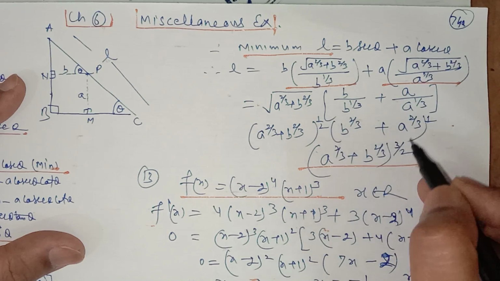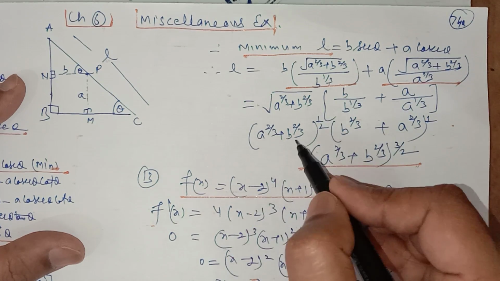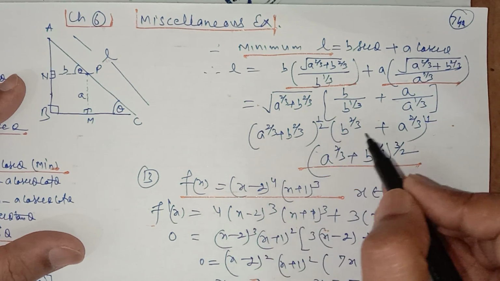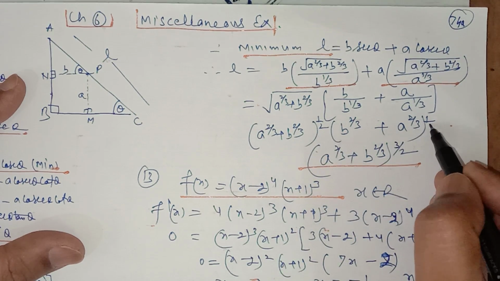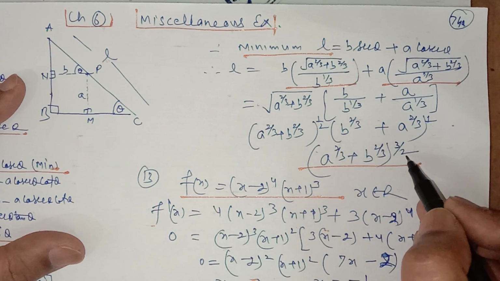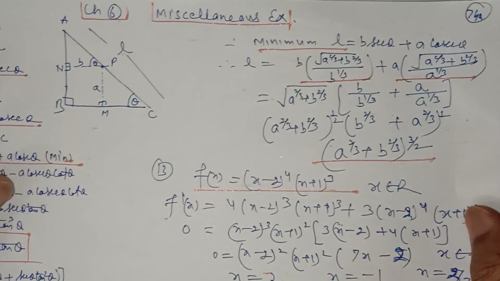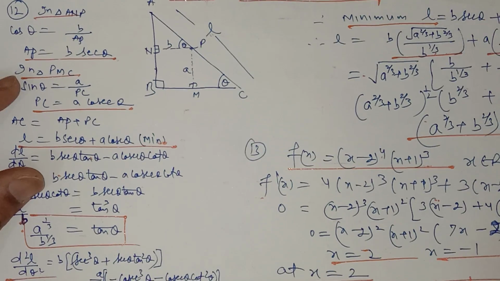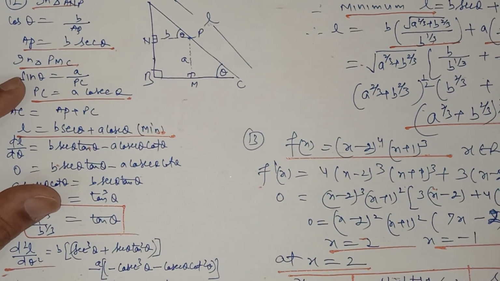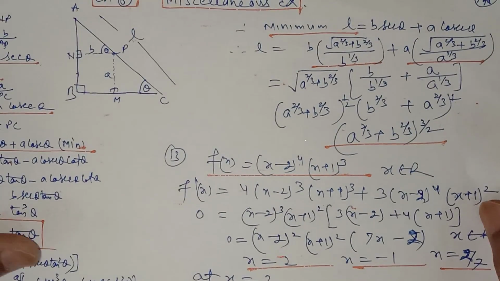The power of this bracket is 1 and the power of this bracket is half. The base is the same in these two brackets. When you multiply, their powers are added, that is 1 plus half, which is equal to 3 by 2. So this is question number 12, which is somewhat lengthy, and you have to use many terms to find the minimum length of this triangle.